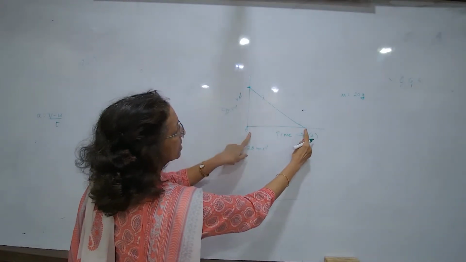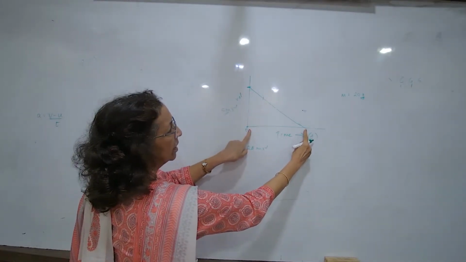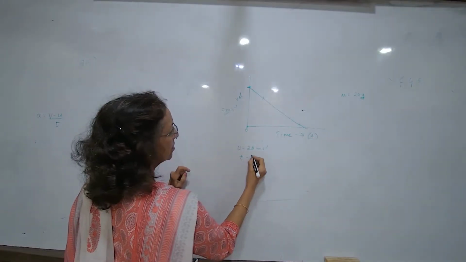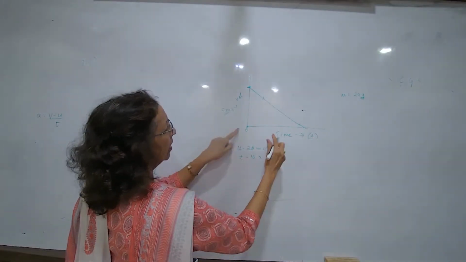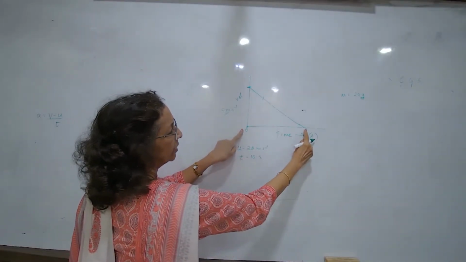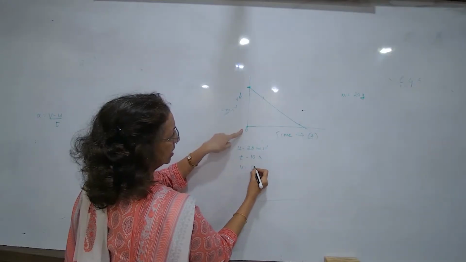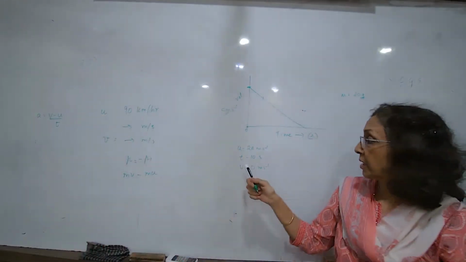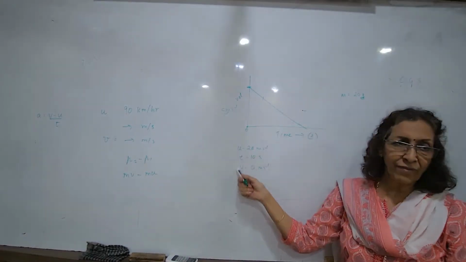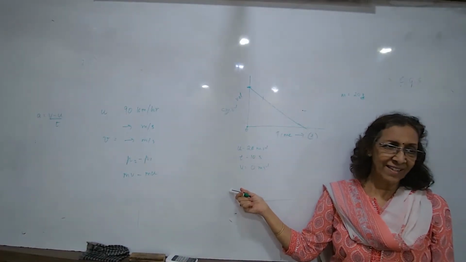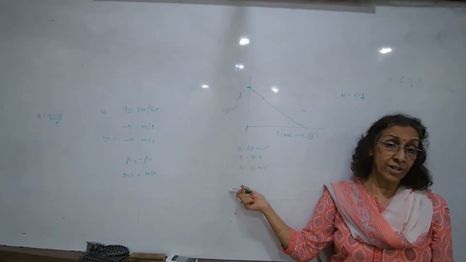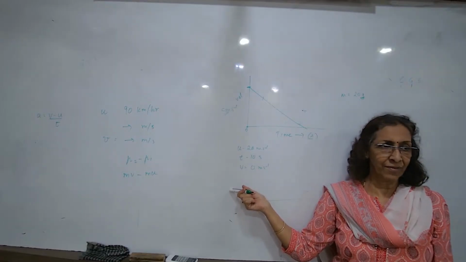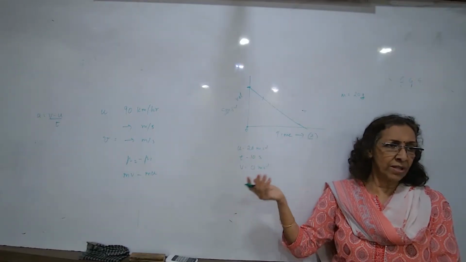After what time? What is the time from here to here? 10 seconds. Time is 10 seconds. V0. After 10 seconds, what has happened to V? It has come to 0 meters per second. Using this U, V, T, what can we find? Acceleration. You can find the acceleration. Is it positive acceleration or negative acceleration? Negative, because the velocity is decreasing.